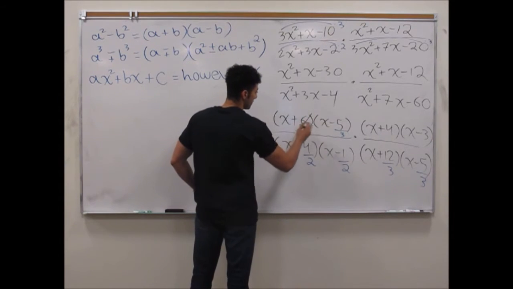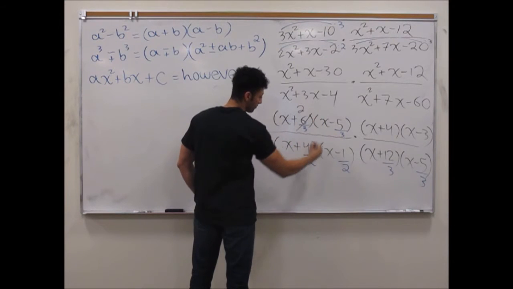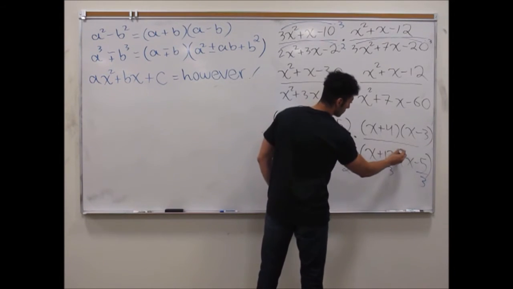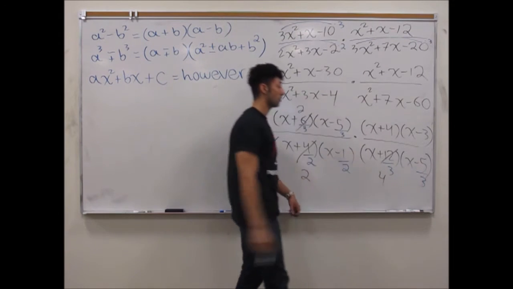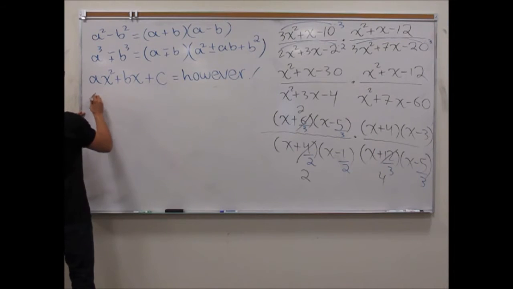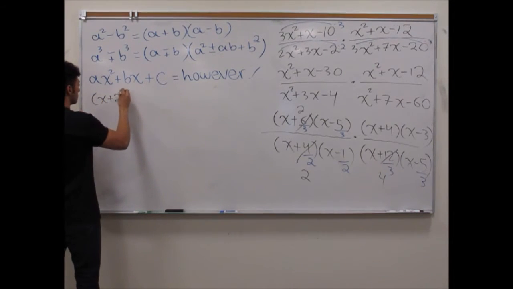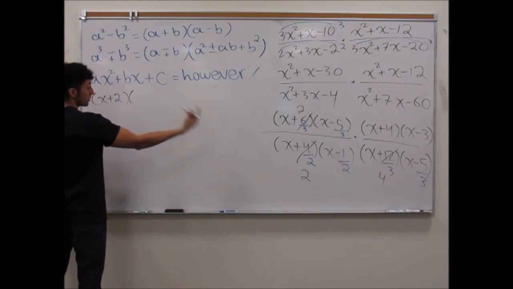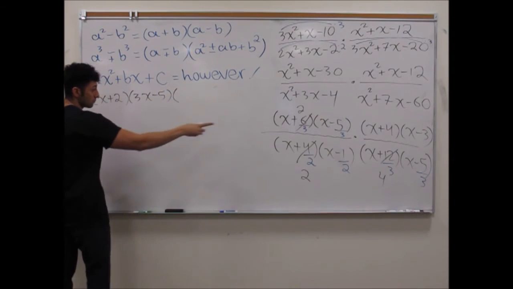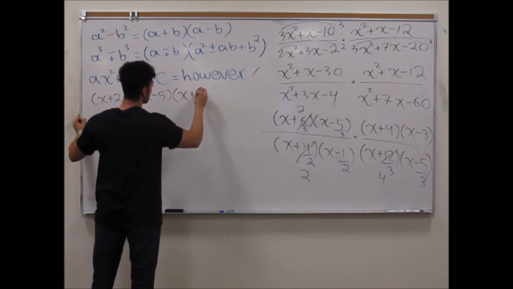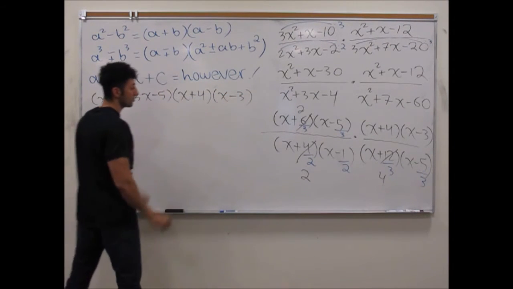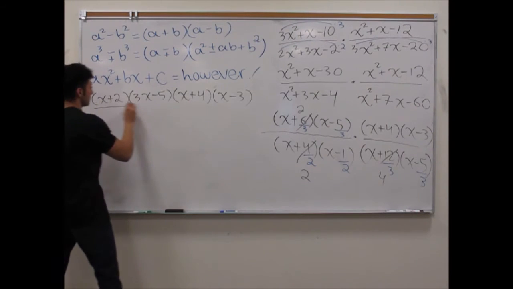This will give us a 2. That'll have to come back. This will give us a 2. That'll come back. This will give us a 4. And that'll come back. So let's see what we get now. We get x plus 2. Bringing the 3 back, we get 3x minus 5. x plus 4, x minus 3. Just writing out everything in the numerator, it's better that way.